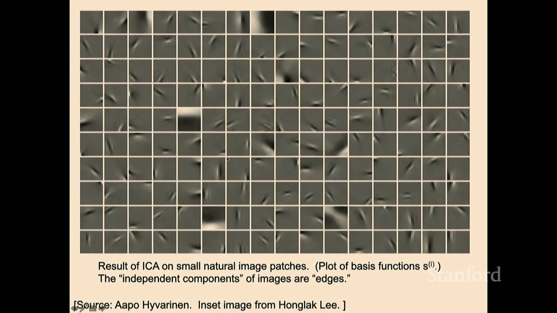So there are interesting theories in neuroscience about whether this is how the human brain learns to see as well. So very, very interesting work on ICA and sparse coding to try to use these mechanisms to explain how the human brain learns to perceive images, for example. Okay.